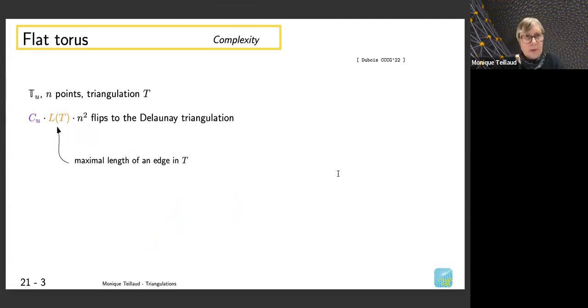And you can actually prove, so this is something I'm not going to do, that the number of flips to get the Delaunay triangulation is something that depends on the group, the 2 translations that generate the group of translations, and the maximum length of an edge in the input triangulation. So it's a term that measures the quality of the input triangulation compared to the final one, the Delaunay. Okay, so this is for the flat case.